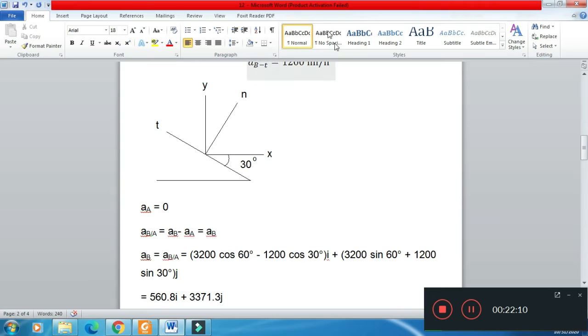We can see the various directions. The tangent direction is 30 degrees at the instant shown. The normal is towards this direction, at 60 degrees with the horizontal. This is the x direction, this is the y direction. We can write the components of acceleration in normal and tangential directions, and we can write them in terms of x and y.